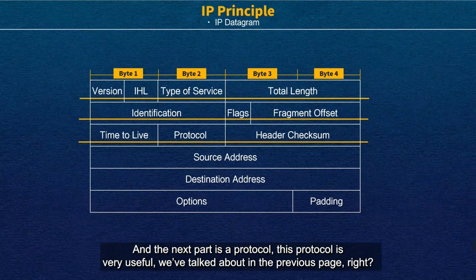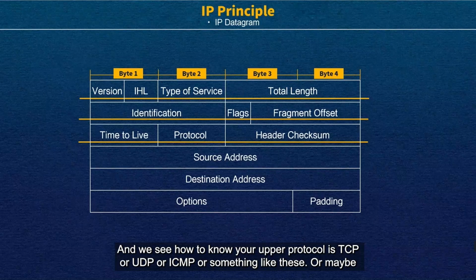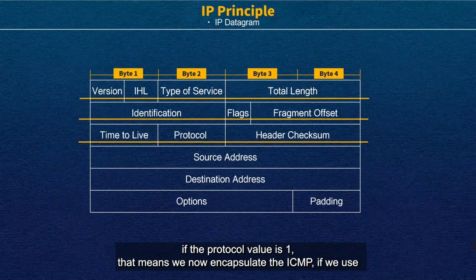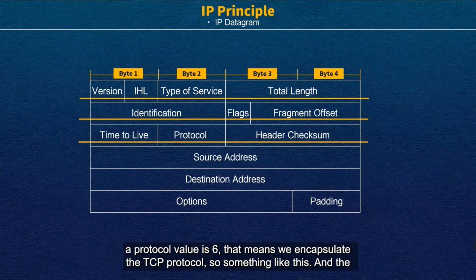The next part is the protocol. This protocol field is very useful. We talked about it on the previous page, right? It tells us whether your upper layer protocol is TCP, UDP, ICMP, or maybe OSPF. We use these values to indicate different protocols. For example, if the protocol value is 1, that means we encapsulate ICMP. If the protocol value is 6, that means we encapsulate the TCP protocol.